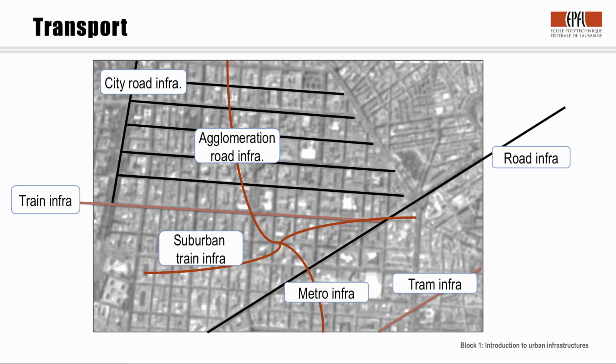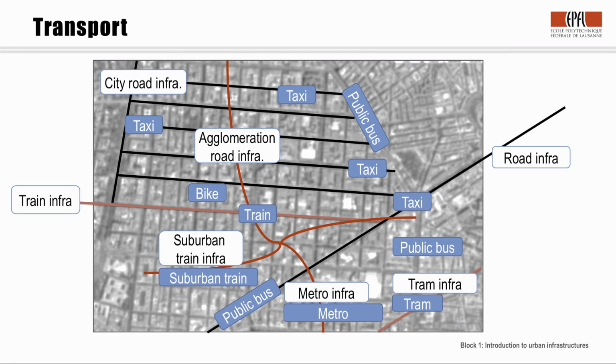So in a city, there are basic transport infrastructures: trains, tracks, roads, suburban trains, trains that cross the city, trams that are inside the city only. All these tracks are physically located in the city. The next element are the vehicles that use these tracks. So on the train tracks, we have trains, suburban trains, urban trains, metros, trains that cross the city.